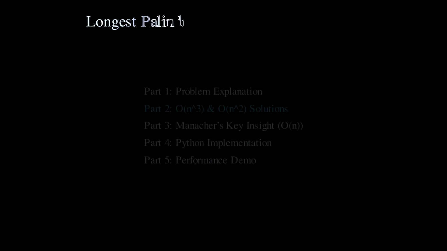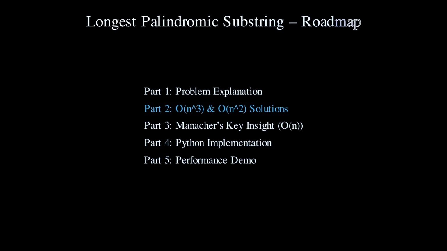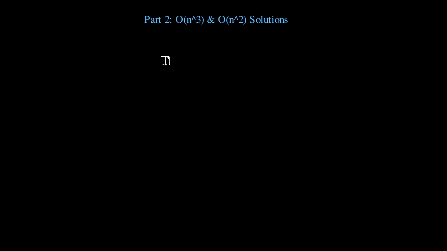Welcome back. Here's our 5-part roadmap again. We've already covered part 1. Now let's head into part 2, the naive O of n cubed solution and the O of n squared approach. So let's focus on those approaches now. First, the naive method, nice and simple, but oh so slow. Then we'll see a smarter approach that cuts down work and lowers the runtime.